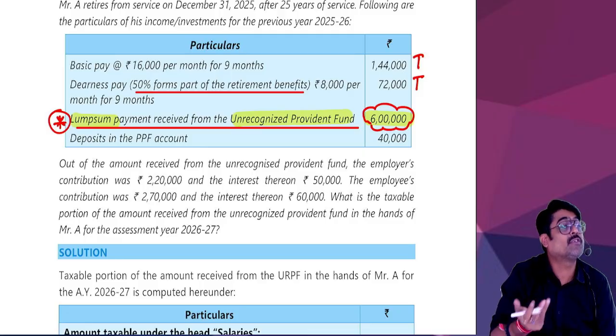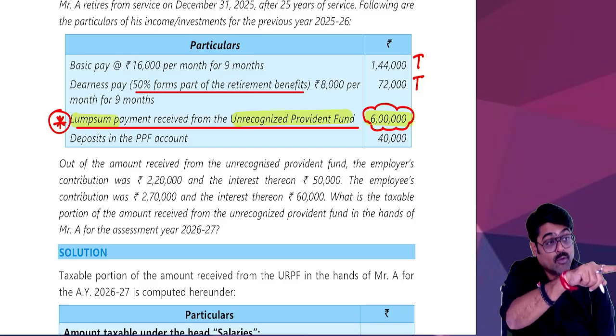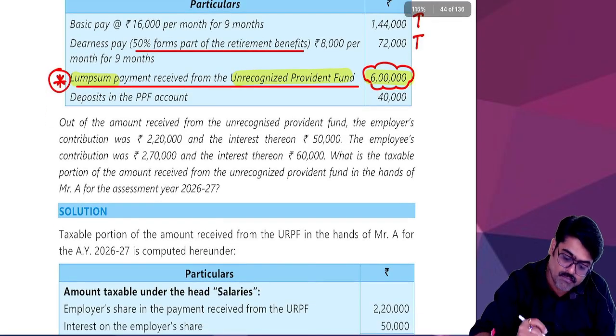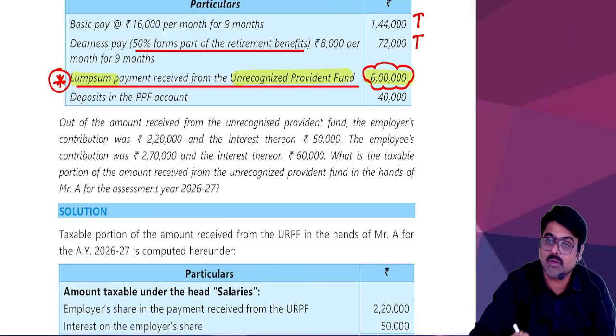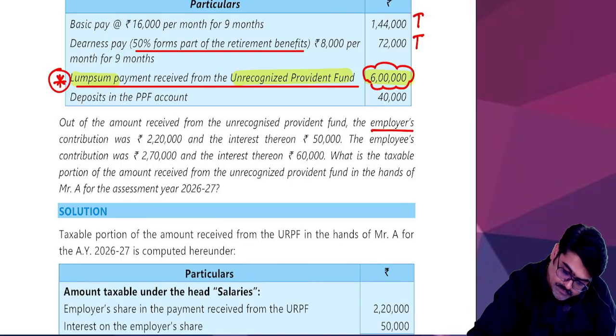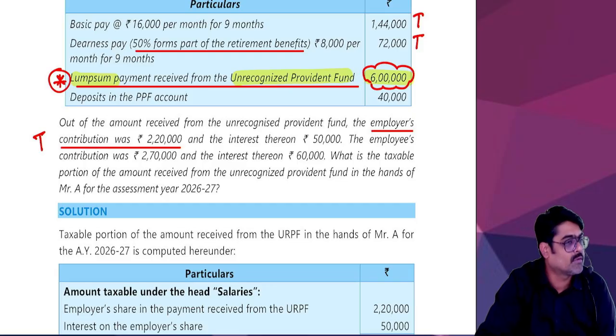Now how much is employee's contribution? How much is interest on employee's contribution? They have given you the breakup below the table. Please check. Out of the amount received from UPF, they are talking about the 6 lakh. Yes or no? Employer's contribution is how much? Don't you think that this 2,20,000 will be taxable under the head IFOS? Yes, IFOS.